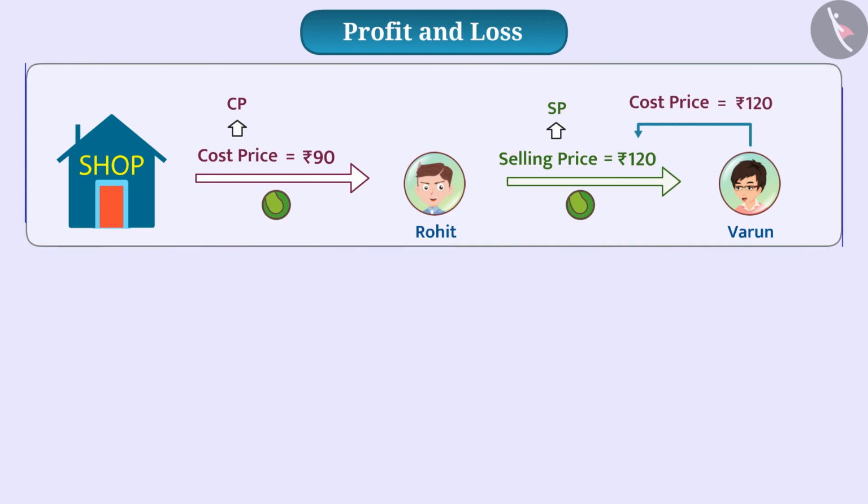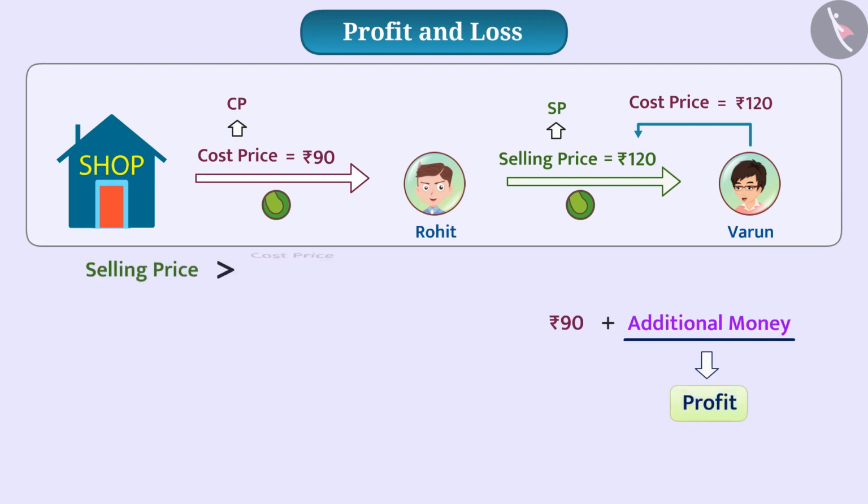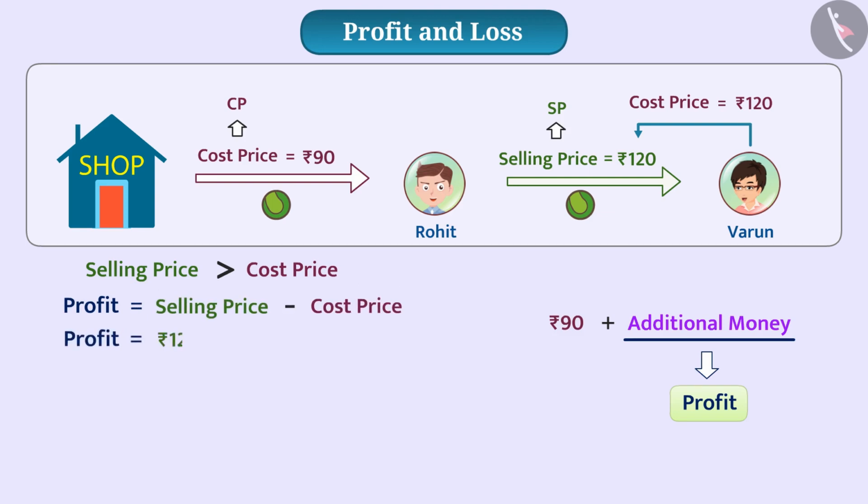In this transaction, Rohit has recovered the value of the ball, which is Rs 90, but he also received some additional money. This additional amount is called profit. Whenever the selling price is higher than the cost price, the person earns profit. This profit is obtained by subtracting the cost price from the selling price. Here, profit is equal to 120 rupees minus 90 rupees, which is equal to 30 rupees.